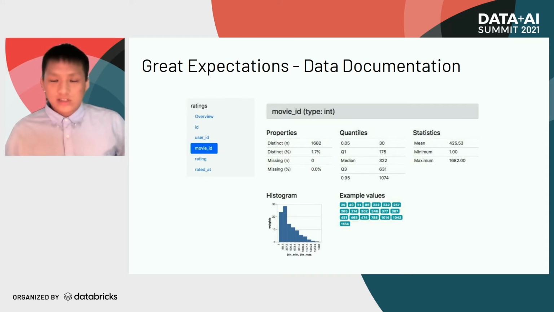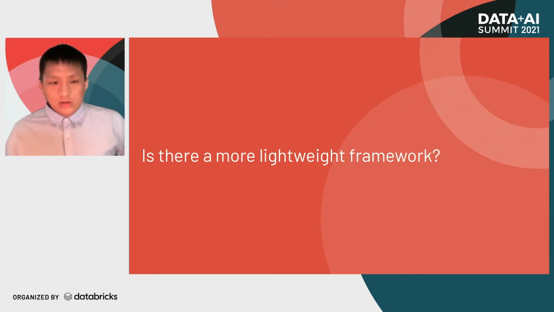So Great Expectations in general has a very robust ecosystem, has a lot of tools that you can use, and a lot of features. But of course, this comes with a price. There is some overhead to use this. And for our use case, this makes a lot of sense in the training pipeline, but it doesn't make as much sense in the inference pipeline when we need a low latency model. So is there a more lightweight framework?